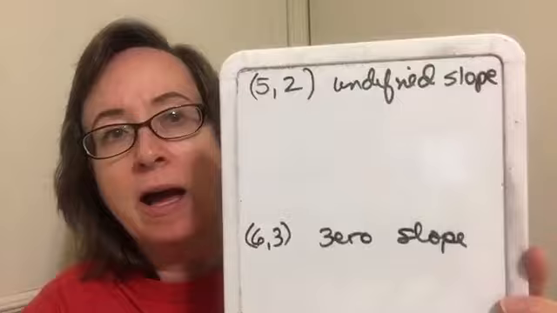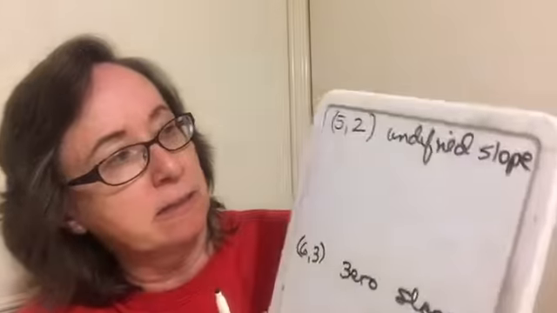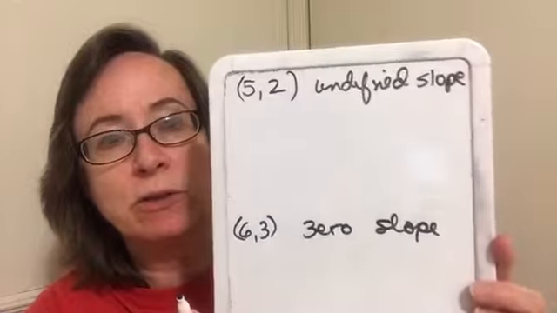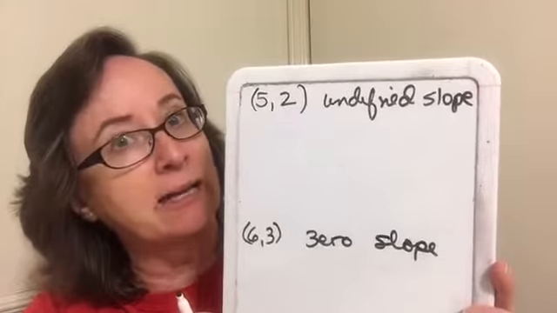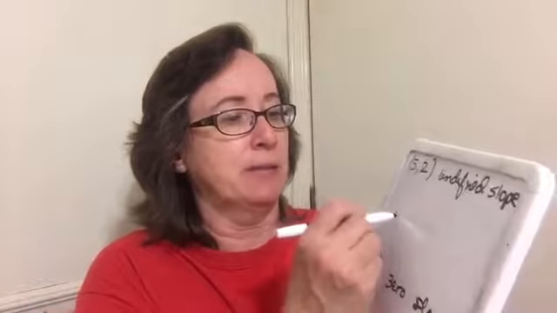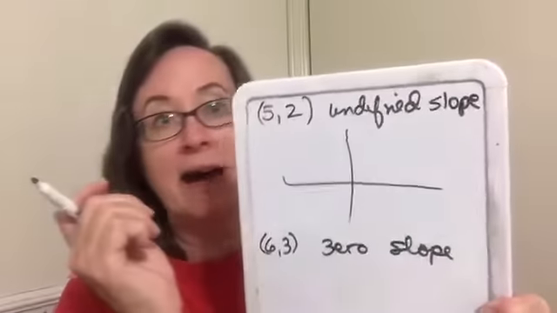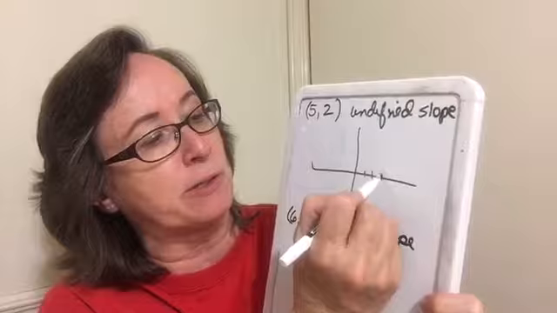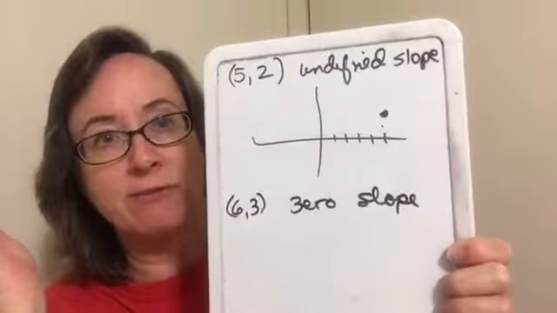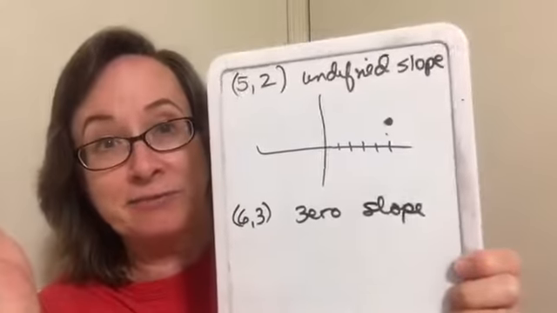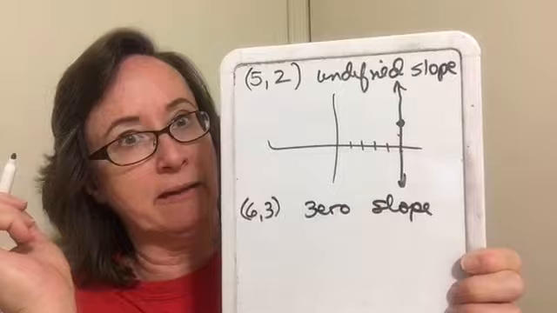All right, here we have a point, 5, 2, and we're told to graph this line with an undefined slope. Here's my little grid, and 5, 2 is going to be 5 steps to the right and 2 steps up. So there's 5, 2. And an undefined slope means it's a vertical line. So we would go straight through the vertical line, and that would be the graph.